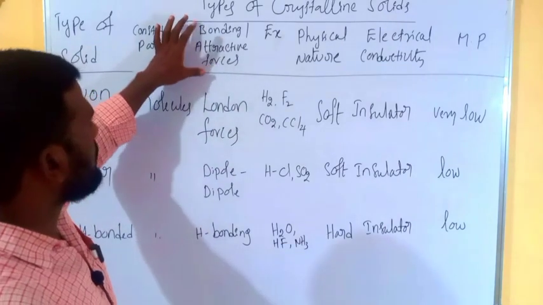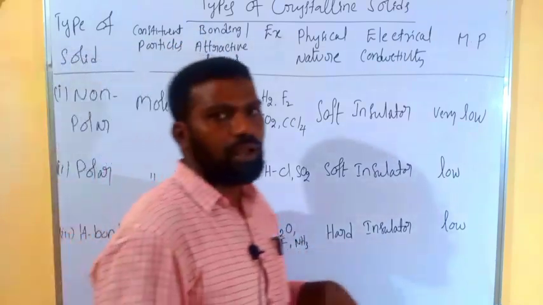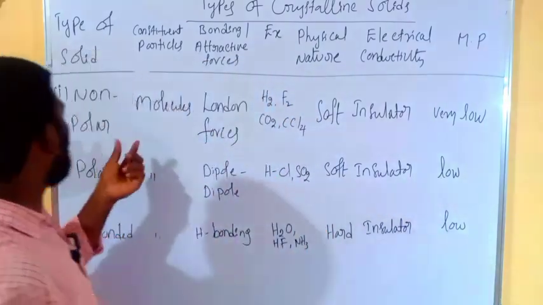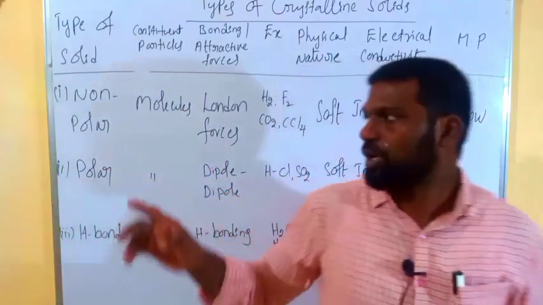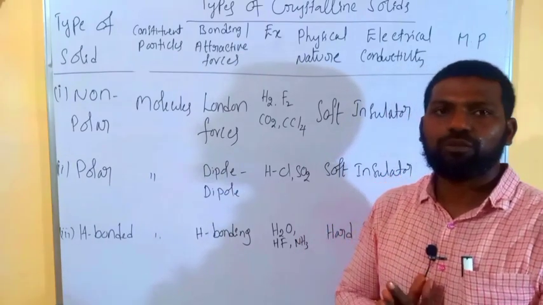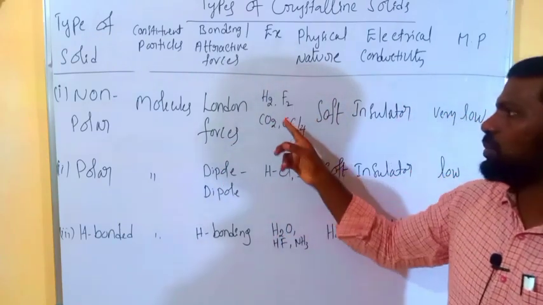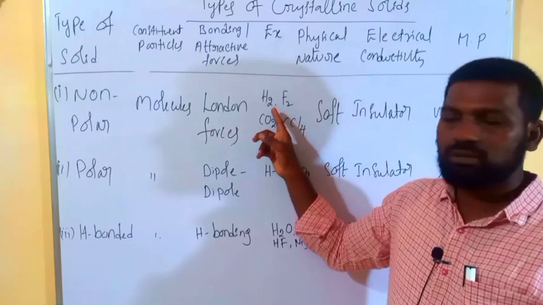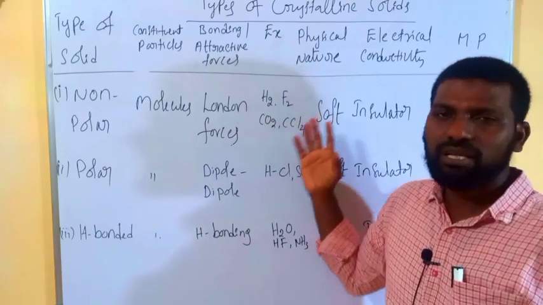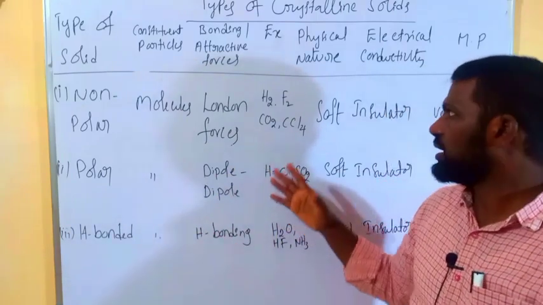Next, bonding and attractive forces. What type of bonding or attractive forces exist in these molecular solids? For example, non-polar solids. In non-polar molecular solids, molecules are held together by very weak forces which are called London forces. Examples for this type of molecular solids are hydrogen, fluorine, carbon dioxide, carbon tetrachloride. Many examples you can take. All non-polar molecules can be taken under this.